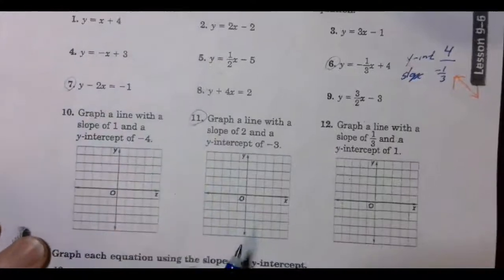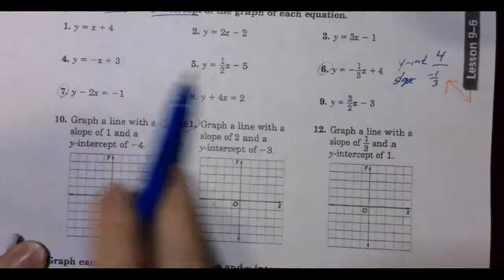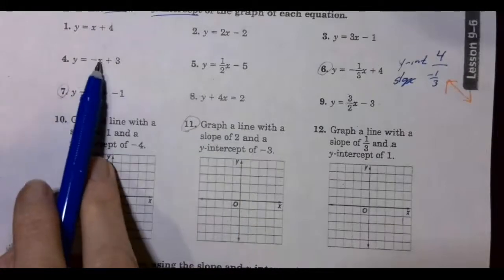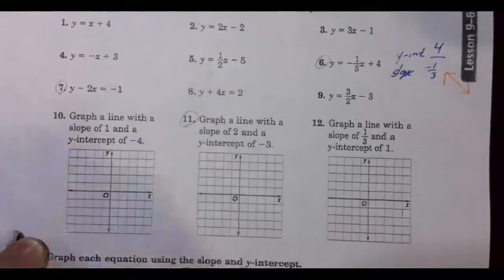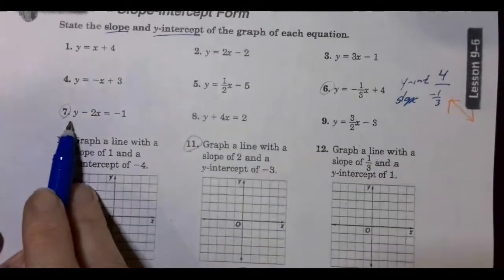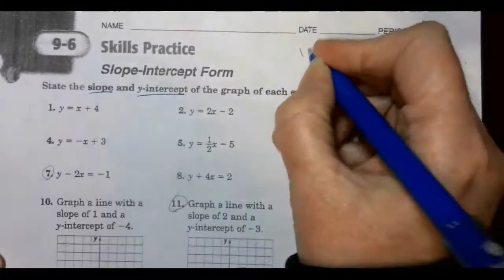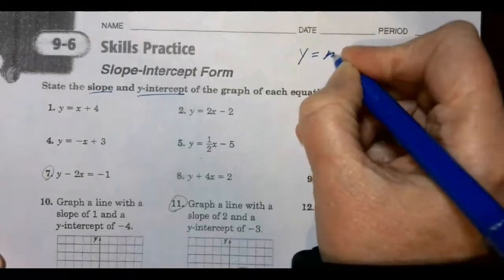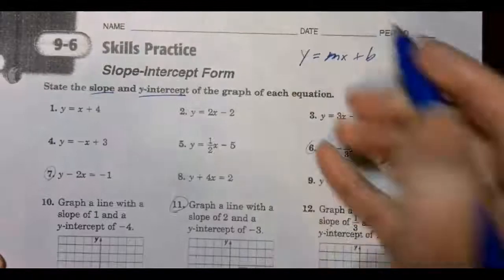Now on number 7, you can see it's a little different. See how on all of these other ones, we have y on one side and everything else on the other side? We have y by itself. This goes back to what we learned with literal equations. We want to get a variable by itself. So we always want to start by getting y on one side, because remember our slope-intercept form, y equals mx plus b. We want y on one side, everything else on the other.